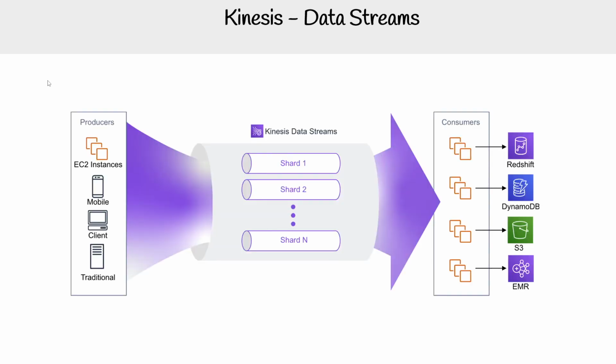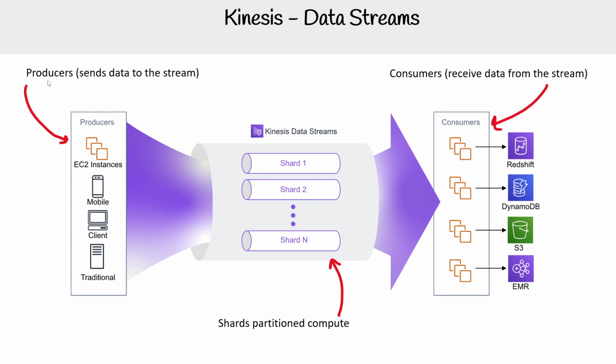All right, we're taking a look here at Kinesis Data Streams. And so here we have our nice big pipeline as a visual. We have producers that send data to the stream. We have consumers that consume data from the stream. And we have shards, which are the compute that allows us capacity for our reads and writes. And the shards are partitions.